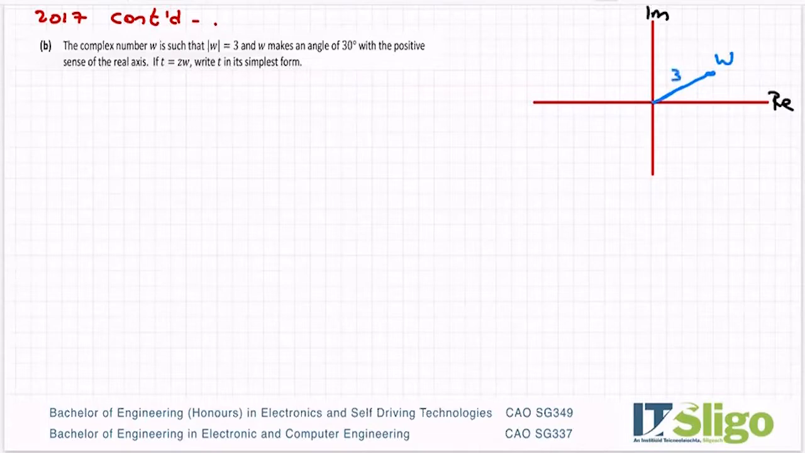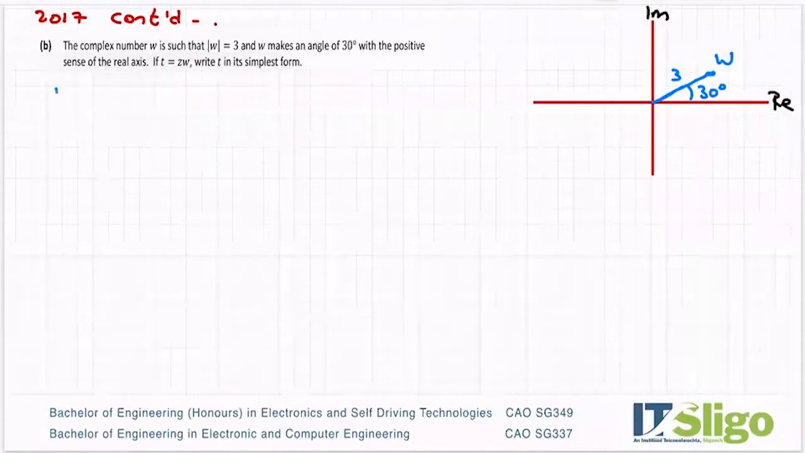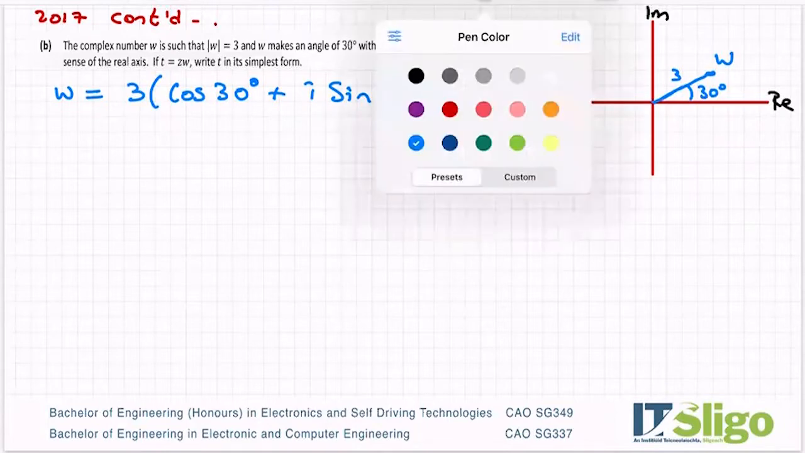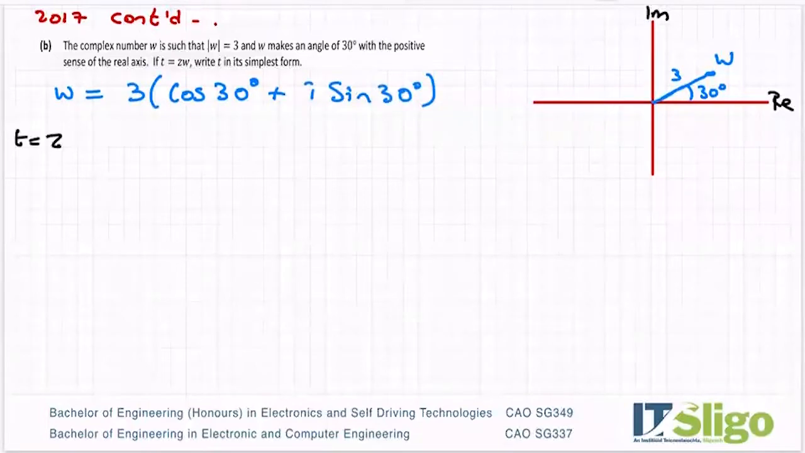Okay, so it's a distance 3 and it's an angle of 30 degrees. Okay, so I'm hoping when I write it like that, you can see now that I can simply put down that W is equal to 3 cos 30 degrees plus I sine 30 degrees. Okay, so I hope that makes sense. Right. And then it says if T is equal to Z times W, find T basically. So I have to multiply these complex numbers together.